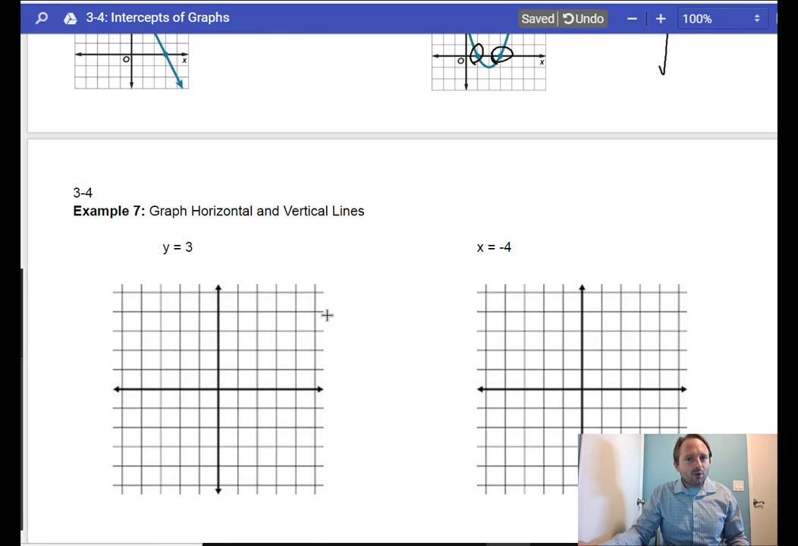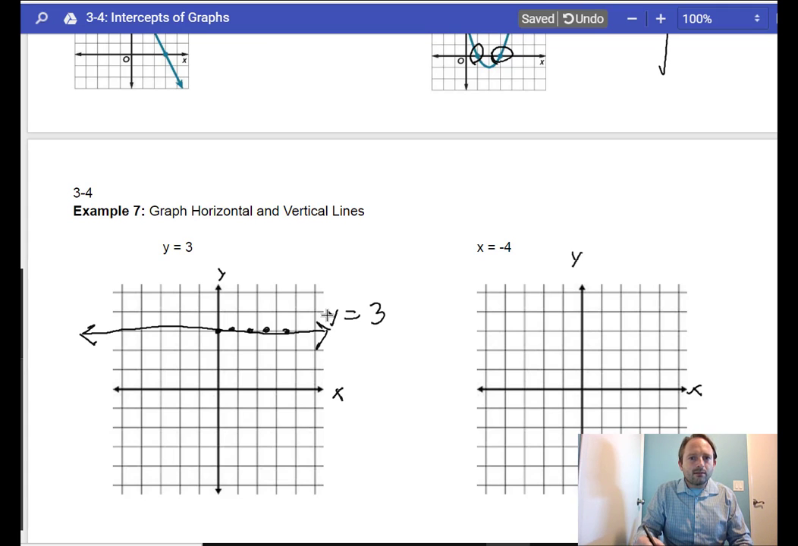Example 7. Graph the horizontal and vertical lines. If you just understand horizontal and vertical lines, y equals 3, okay, which one's y? Well, the uppy downy, the wall, is the y. The x is the ground. So when y equals 3, that's right here. 1, 2, 3, right here, right here, right here. So everywhere along this line, y equals 3. And then when x equals negative 4, we just go 1, 2, 3, 4 backwards. Everything along this line right here is x equals negative 4. That's it.